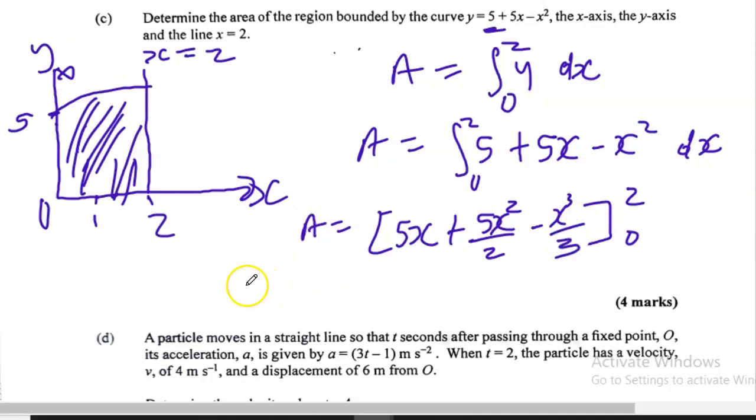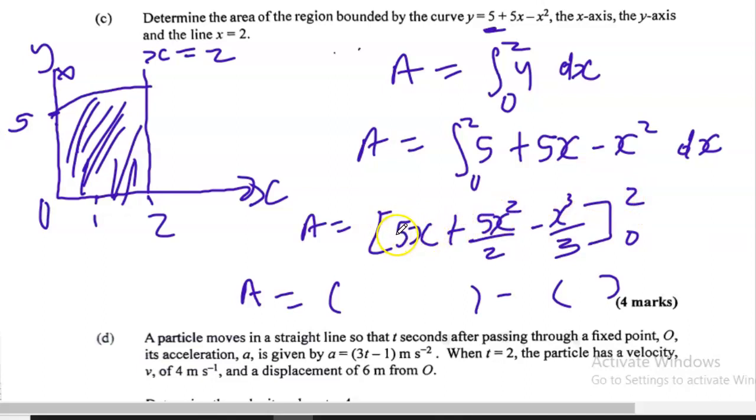Now we can substitute the limits. So we form two brackets. In the second bracket, we replace x with the bottom value 0. In the first bracket, we replace x with the top value 2.